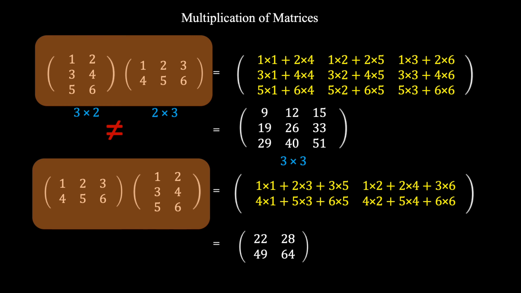We can conclude that matrices multiplication is not commutative, which means matrix A times B does not necessarily equal to B times A. But why is that? We're not going to explain the details in this video, but we will explore the reasons behind the result in our next video.